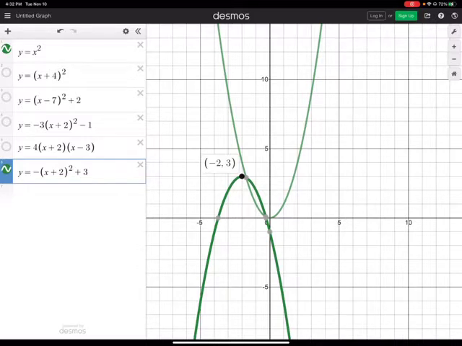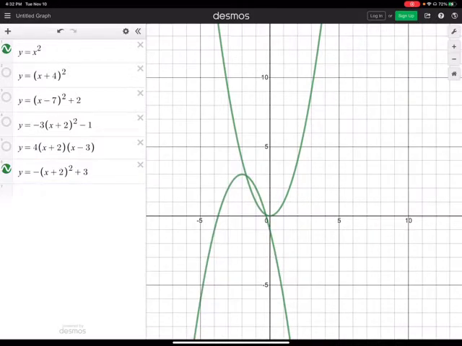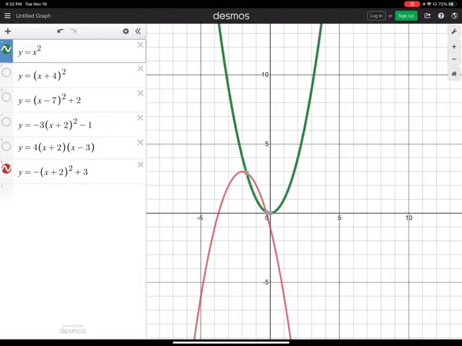Same exact size as the parent function, which is the other green function shown on this graph. So I should change colors if I can. That's our answer in red. This original green function is the parent function.